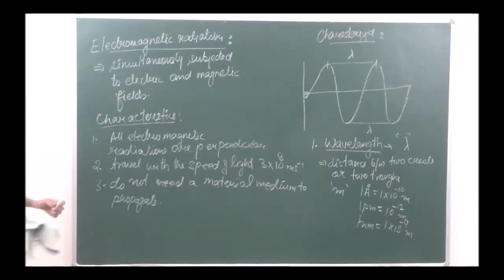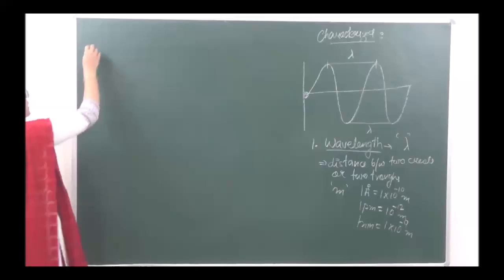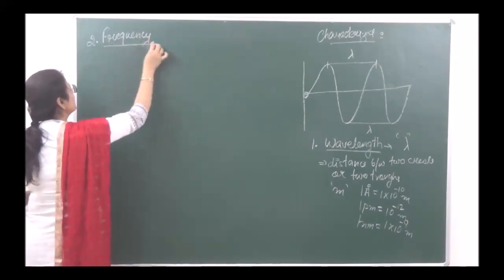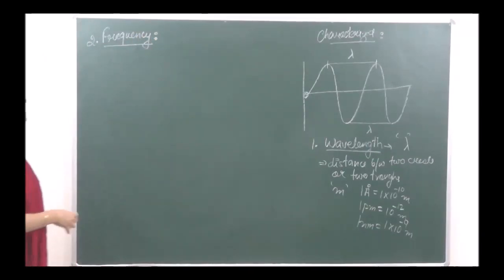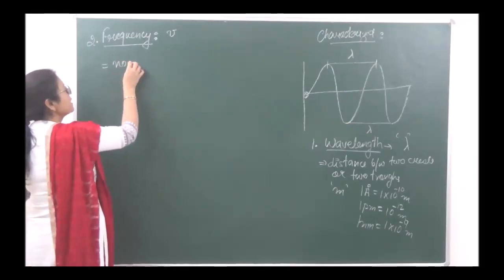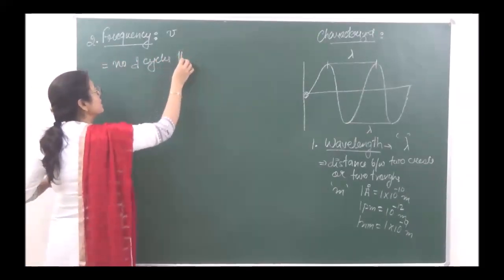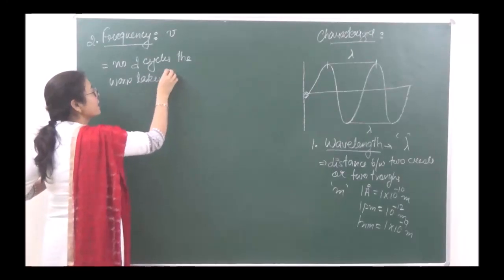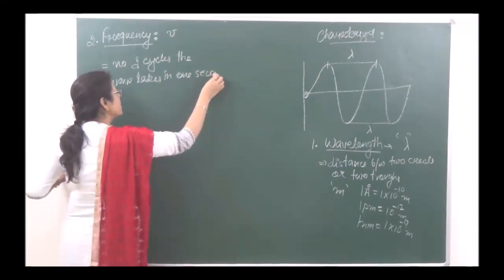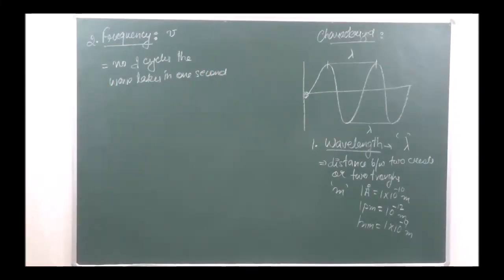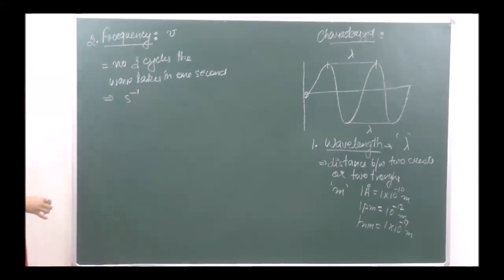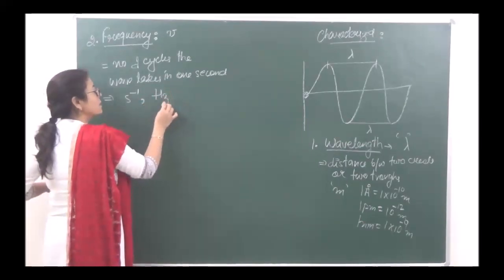Then the second characteristic which we are going to study is frequency. Frequency is denoted by nu, and frequency is the number of cycles the wave takes in 1 second. The number of cycles the wave takes in 1 second, that is frequency. The unit which we use over here is per second, or also we use another unit which is hertz.